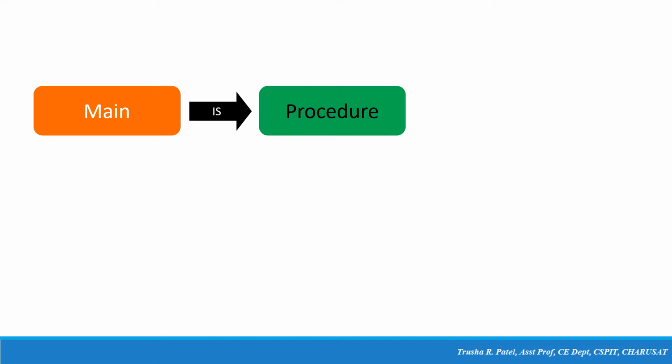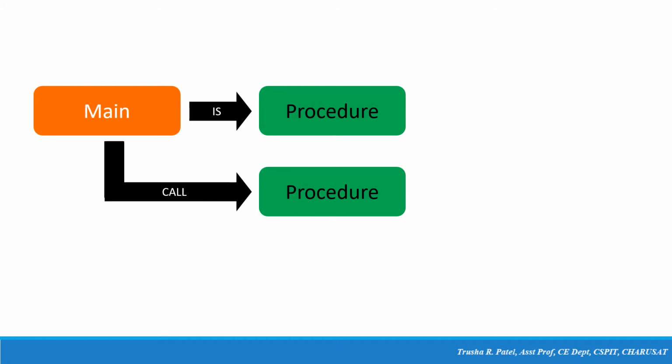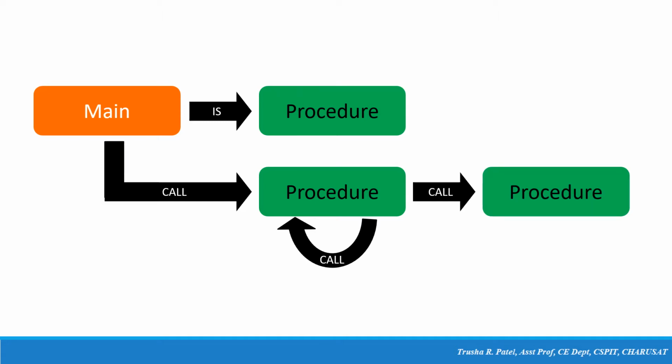Now, in all programming languages, we have one main program that itself is a procedure, and we may have certain subroutines, and from main we are calling those subroutines or procedures. There is another possibility that a procedure will call itself. In that case, we will call it recursion, or the procedure can call some other procedure as well.